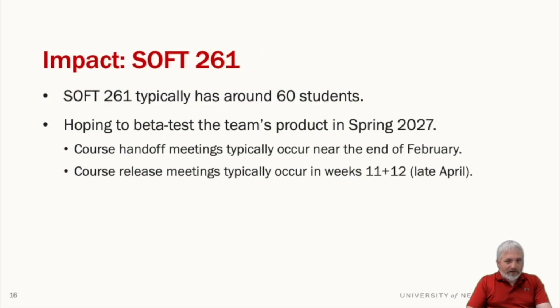So what's the impact of this particular project? Well, it's going to directly impact SoC 261. So typically SoC 261 has like 60 students a year. What we want to do is beta test your product in spring of 2027. So we want to actually ideally use it in the handoff meetings, which are typically at the end of February.